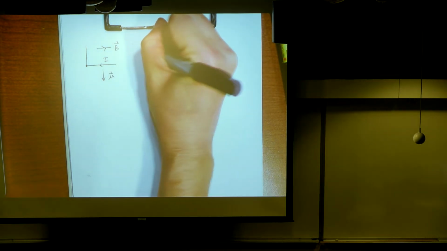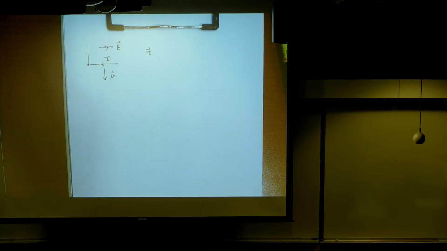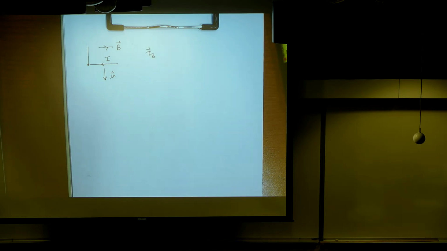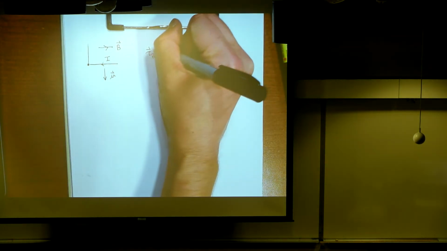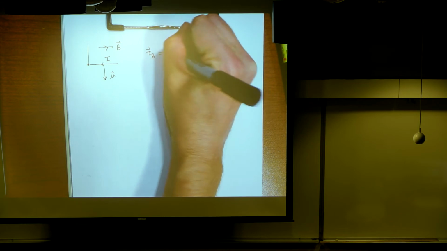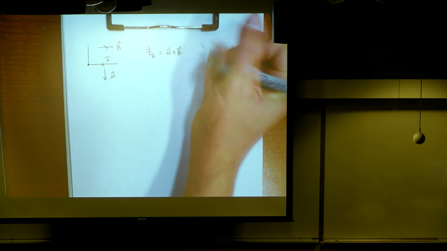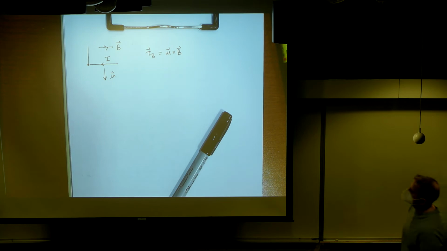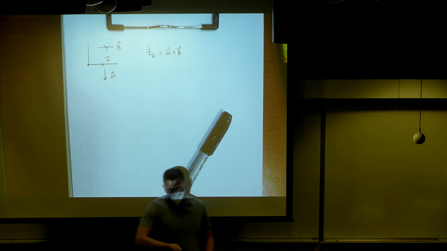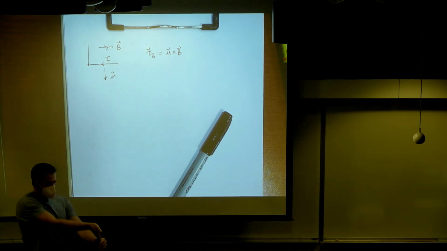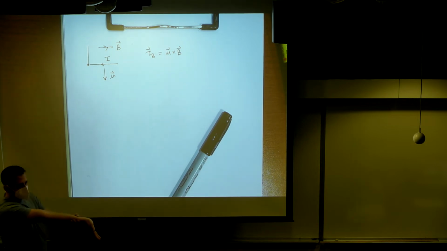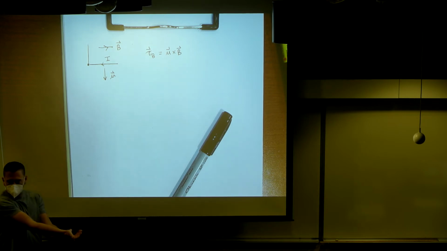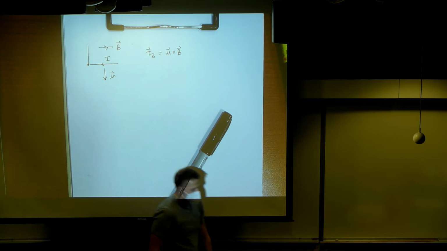And to get the torque, and in particular, I'm not just going to call this tau, I'm going to call this tau B. That's a magnetic torque. Okay, it's the torque from the magnetic field. That is going to be equal to mu cross B. All right, so what's mu cross B? Mu cross B is, take your right hand, point your fingers straight down in the direction of mu, and then curl them to the right in the direction of B. Which way is my thumb going? Out of the page, right?